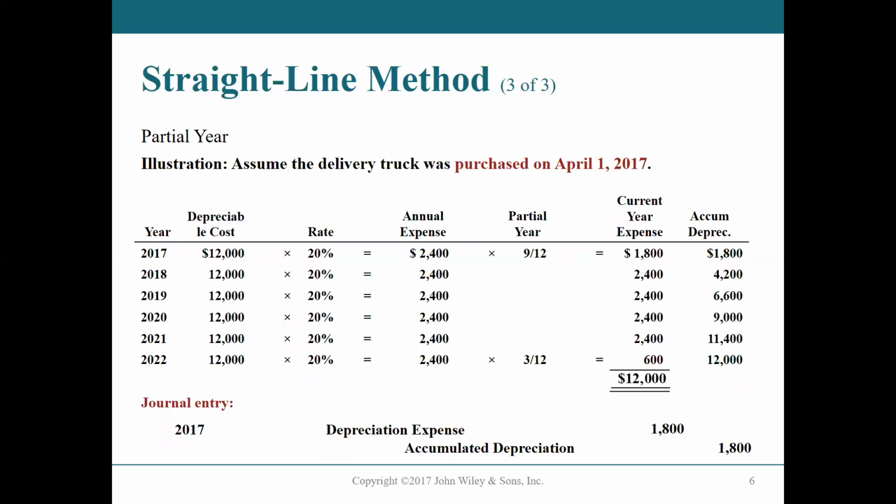So the second one is more complex. Before I go to the second one, this one is a partial year straight line method. In the first year they didn't start until April, so they're going to depreciate 9 months worth of that $2,400 in the first year, and then 3 months in the last year. So you still end up depreciating the whole $12,000, but you can have partial years.